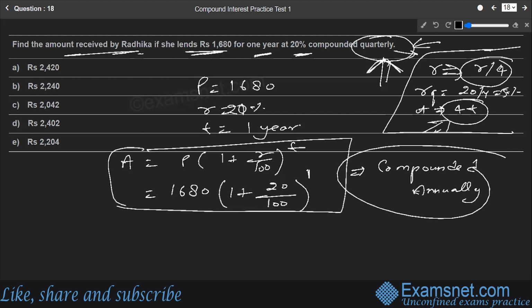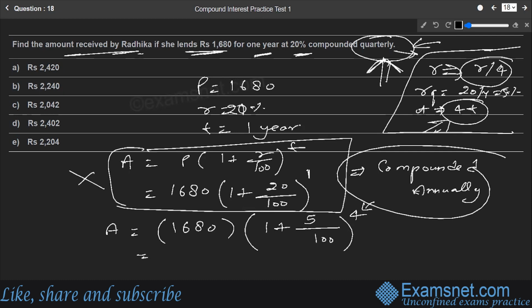So now we're not going to use the compounded annually thing, we're going to use the compounded quarterly thing, and there is a formula again we can bring into the scene. Amount is equal to principal value, which is 1680, multiplied by 1 plus the new rate value for the quarterly case, 5, that was 20 by 4, divided by 100 as it is, and the power will be 4, because a 1 year duration has 4 quarter periods. That's why the power becomes 4.